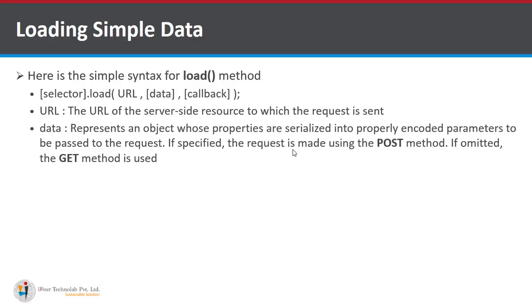Data represents an object whose properties are serialized into properly encoded parameters to be passed to the request. If specified, the request is made using the post method. If omitted, the get method is used. By default, it is a get method. Data means whatever parameters or values you want to send to the method specified in the URL.